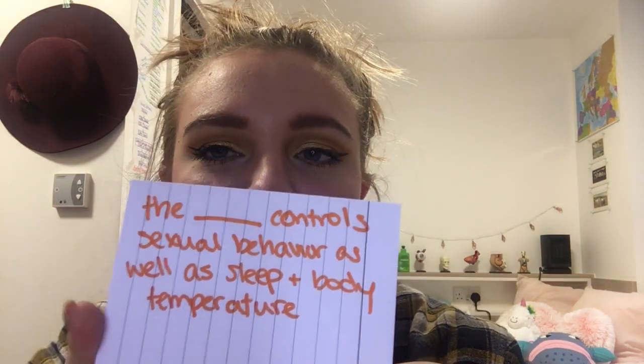The blank controls sexual behavior as well as sleep and body temperature. It's the last part of the hypothalamus. That's the anterior hypothalamus. Once again, mnemonic, you lose your anterior hypothalamus, you lose your AH. That is when you are asexual. It took me a second to remember when it was. So if you lose your anterior hypothalamus, you become asexual.